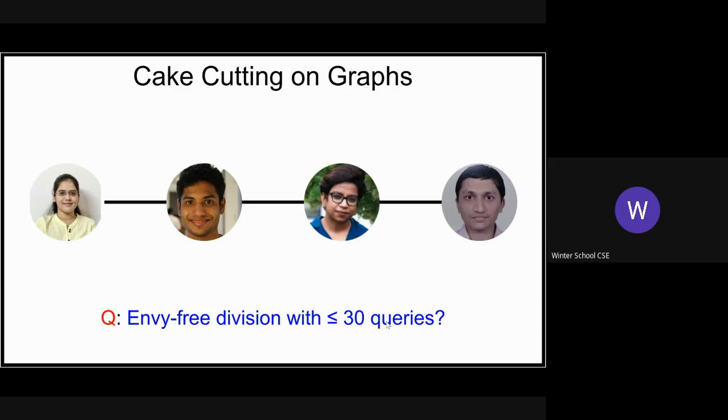Suppose there are 4 people who are connected this way. For example, Pallavi is over here, and she only cares about not envying Fahad, but doesn't care about what the other people get. Likewise for everyone else. So my challenge for you is to come up with an envy-free protocol for 4 agents on this path graph that takes a small number of queries. Only 30 queries, but I'm happy to relax this number.